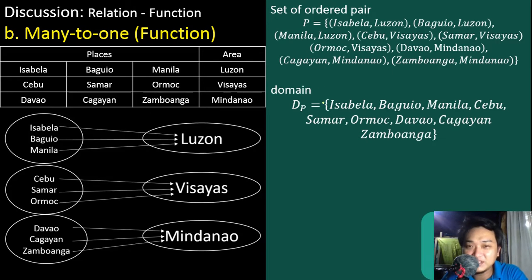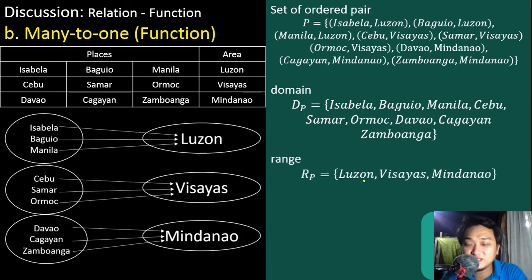So, ano yung magiging domain niya? Ang magiging domain niya po is Isabela, Baguio, Manila, Cebu, those places or cities. At yung magiging range niya will pertain to the Luzon, Visayas, and Mindanao areas. So, yung ordered pair niya, pansinin niyo po, if one of the ordered pairs is Isabela, it will pertain to Luzon. So, parang pinag-pair din natin sila. Kung imagine niyo sa X and Y axis, maraming X, pero iisa yung Y. Parang ganun po. Kaya siya tinawag na many to one.